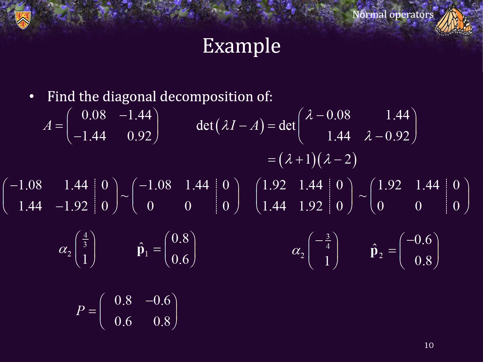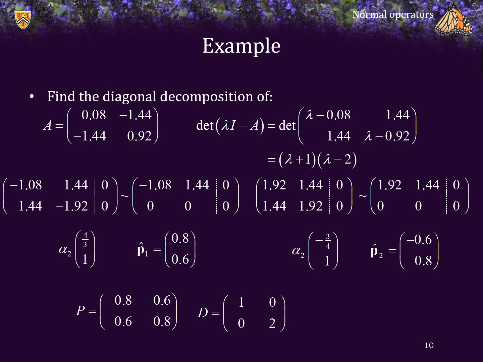Thus, the matrix P is created by taking these two normalized vectors and creating the matrix. And the diagonal matrix holds the eigenvalue corresponding to the first vector, which is -1, and the eigenvalue corresponding to the second eigenvector, which is 2.